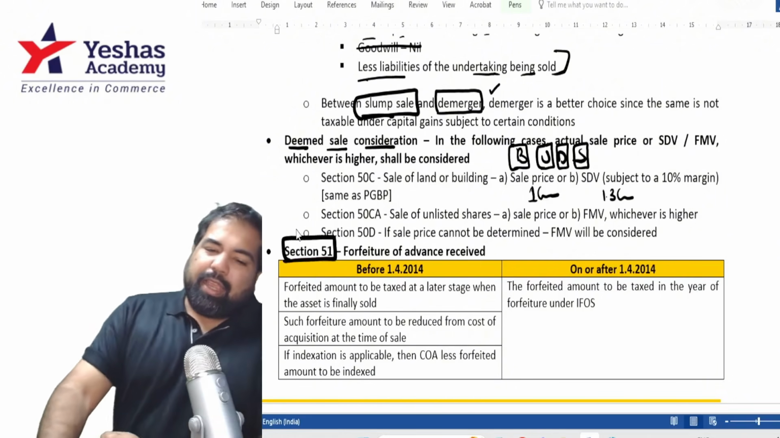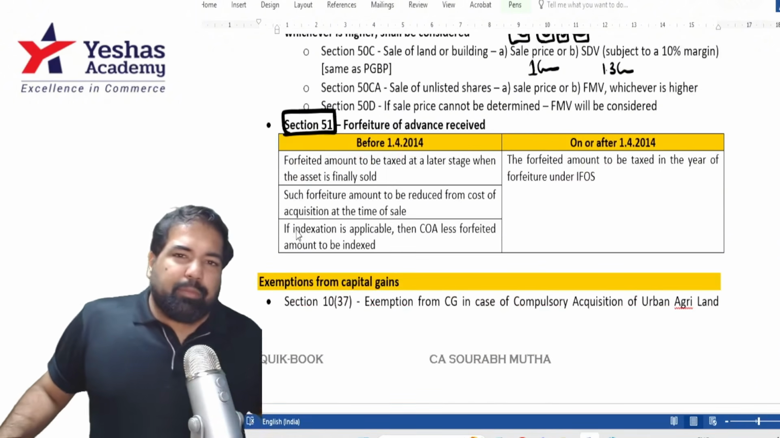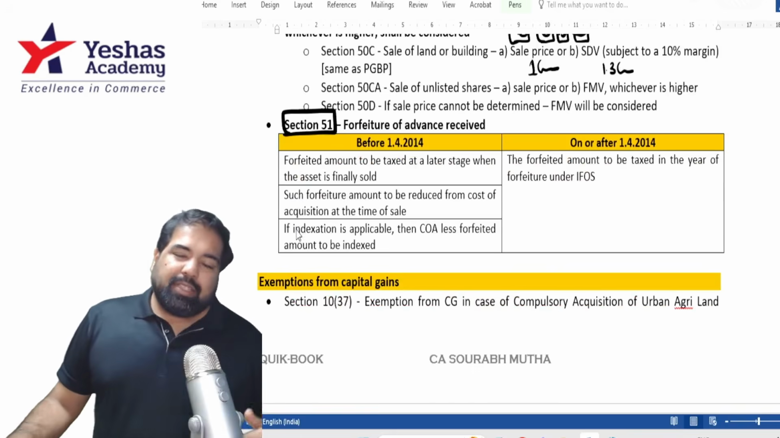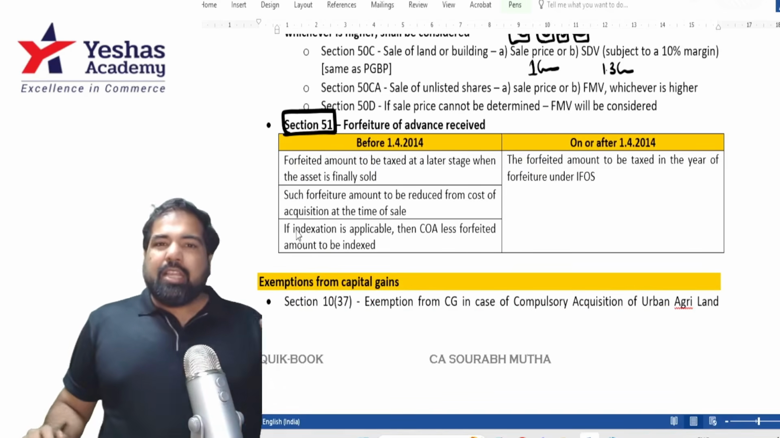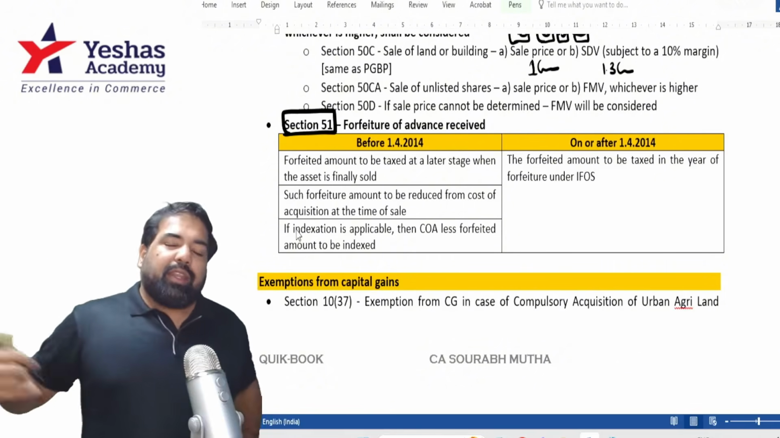Next, any advance receipt. Sometimes what happens is when you're selling an asset, people give you an advance, and that advance you have to adjust against the selling price. Example, I want to sell my house for 1 crore rupees. Someone gave me an advance of 10 lakh rupees, so I have to collect 90 lakh rupees.